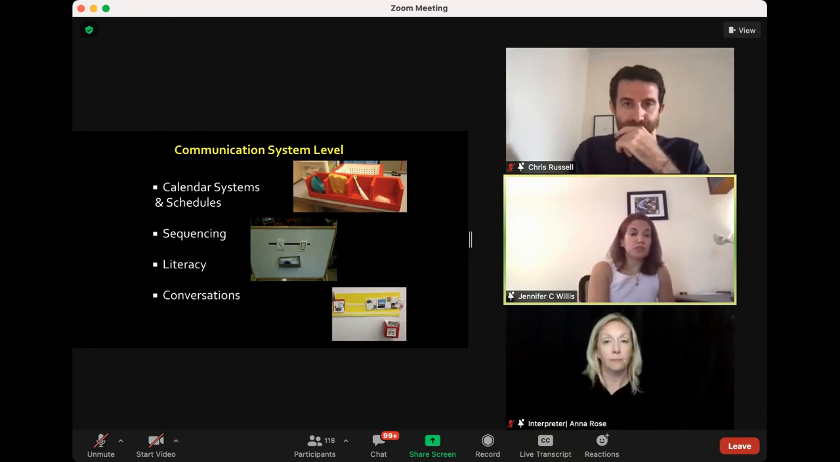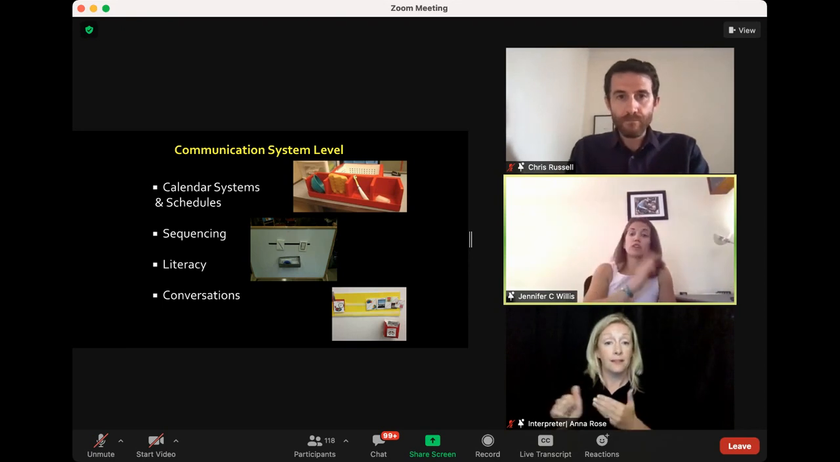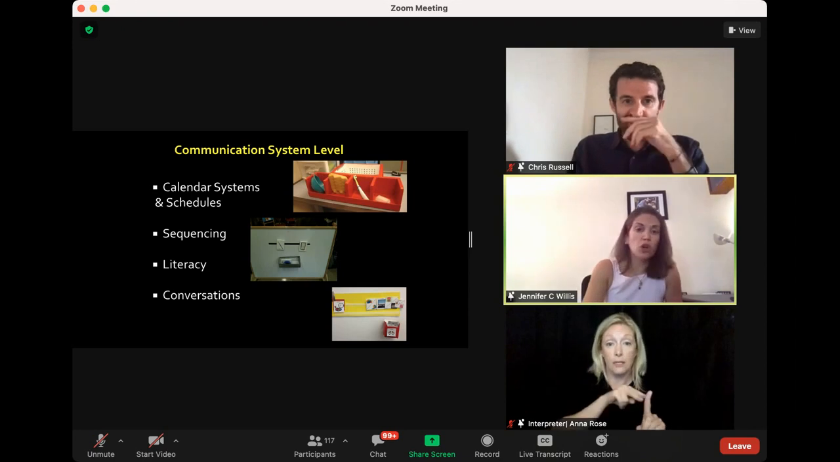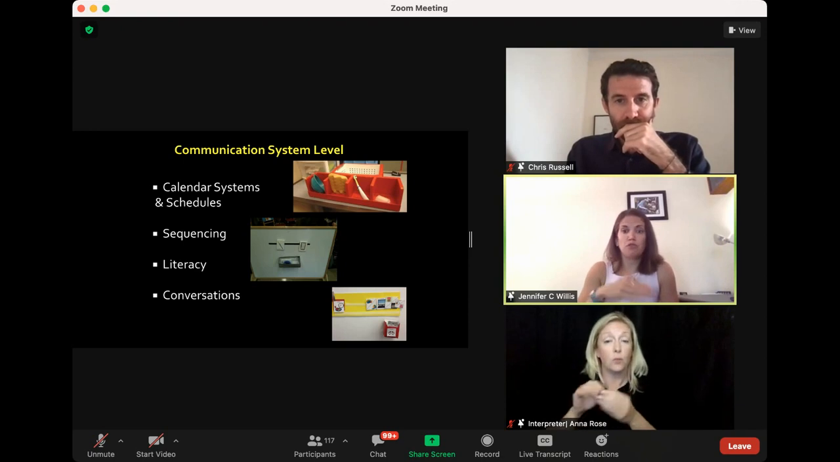Using them for literacy purposes. So we're working on objects moving from left to right. We're working on communication and labeling of items, or we're working on symbols and identification of more abstract symbols.